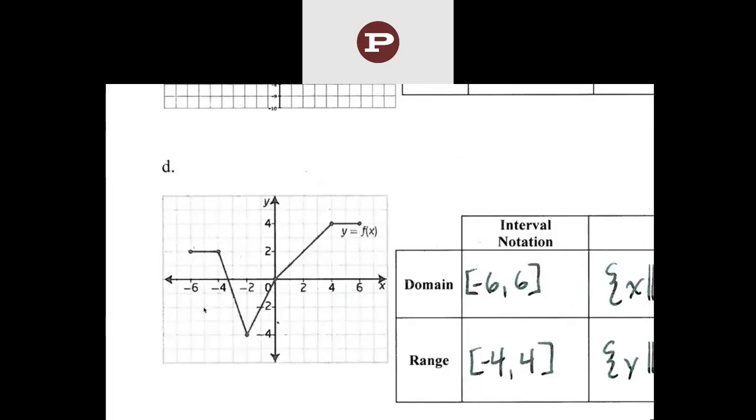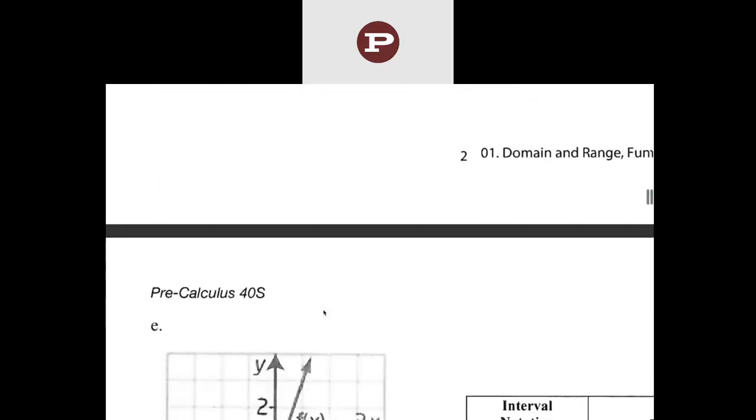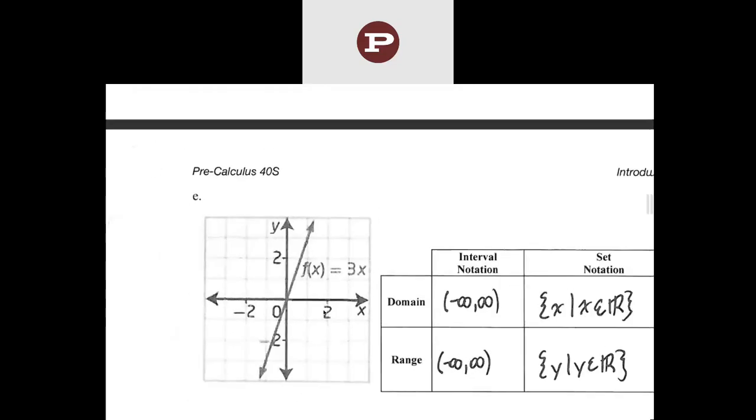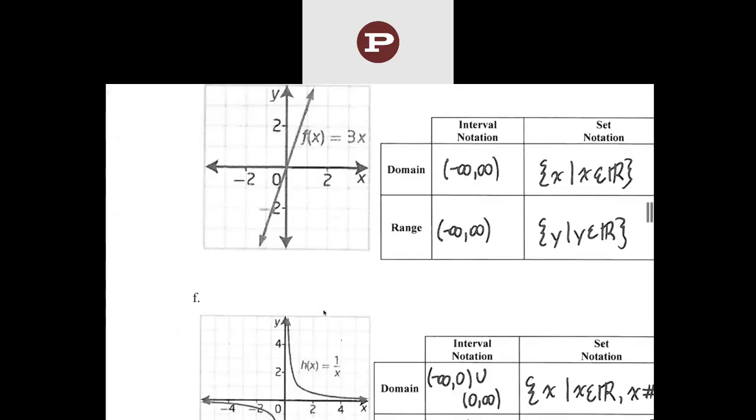And sometimes, like in question C, there might be a break and you put the letter U or put the word or. So in this case, left to right, we go negative 6. Yeah, you got to dip down and up and whatever. But from negative 6, it stops at 6 from left to right. So that's our domain. And then range, we go from negative 4 up to 4. I don't see any breaks happening in that case. Straight lines, infinities for both.